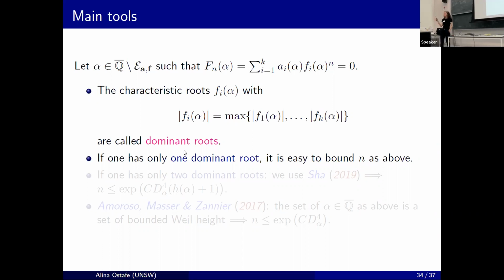If one has a dominant root, then it's easy, because say that F1 of alpha is dominant, then this will grow much faster than the rest. So you get that n is bounded.